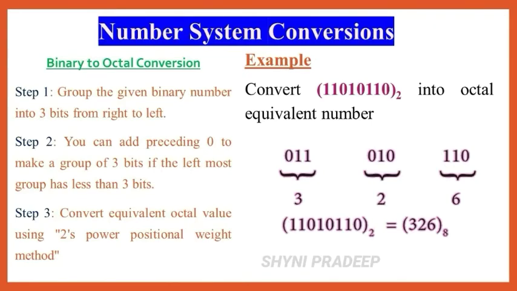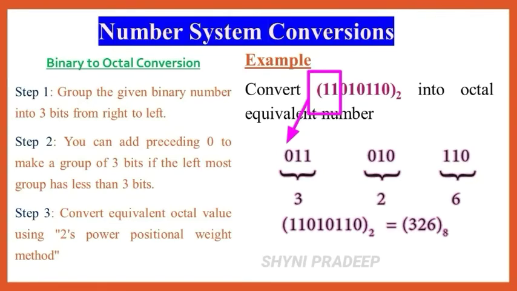11010110 base 2. This is the binary number. You have to convert this binary number into an octal number. First, group the given number into 3 bits from right to left. So first write 0, 1, 1, leave some space, and group the next 3 values, which means 0, 1, 0. Leave space and write the next 2 values, 1, 1, and add a 0 to make a group of 3 bits.